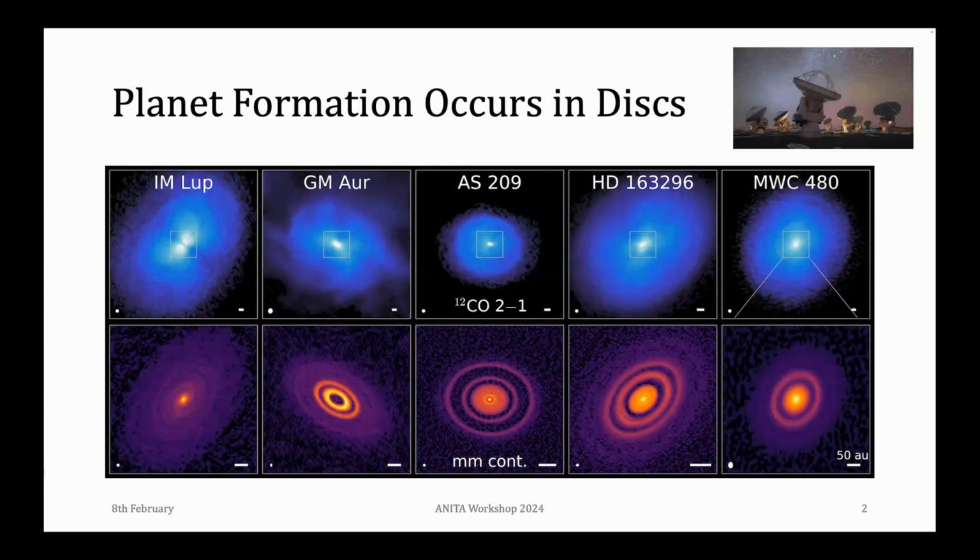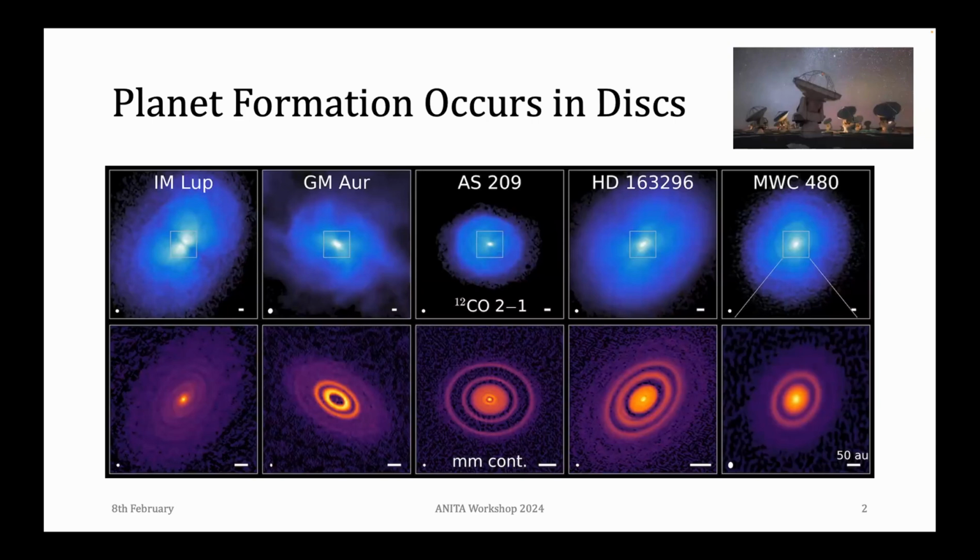So the first thing to know is that planet formation occurs in disks around young stars. Here I've got images of 5 disks around young stars taken with the Atacama Large Millimeter Array, or ALMA. These are 2 different kinds of images. On the bottom, we have millimeter continuum, and on the top, it's integrated intensity of 12CO line emission. These are probing different components of the disk. For some scale, these things are a few hundred AU across.